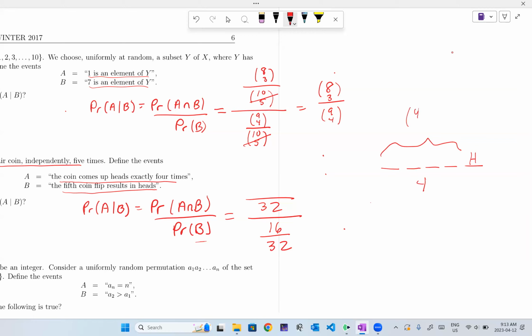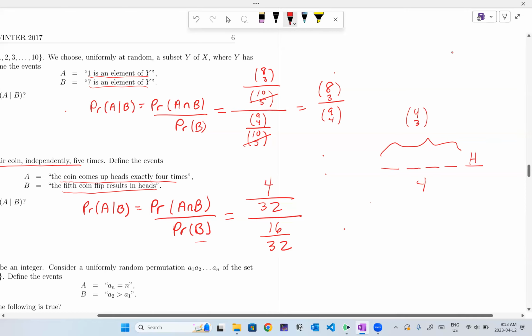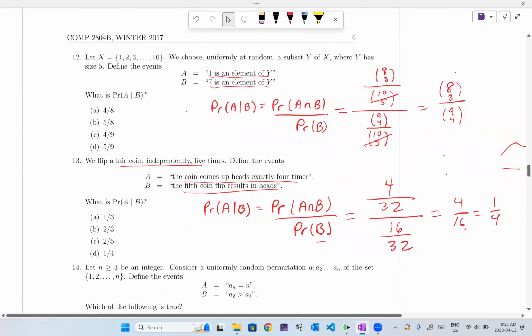This is, again, 4 choose 3. So 4. This is equal to 4 over 16, which is equal to 1/4. And yeah, it looks like D. So D is the answer.